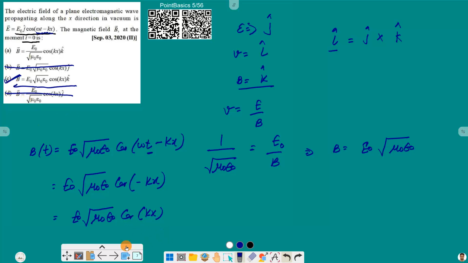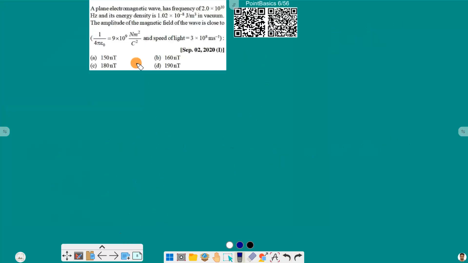So let's move ahead. A plane electromagnetic wave has frequency given, energy density is given in vacuum. The amplitude of the magnetic field of the wave is close to... So we have to find out the amplitude of the magnetic field.